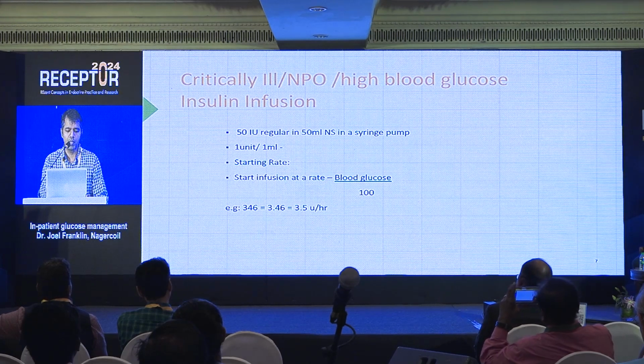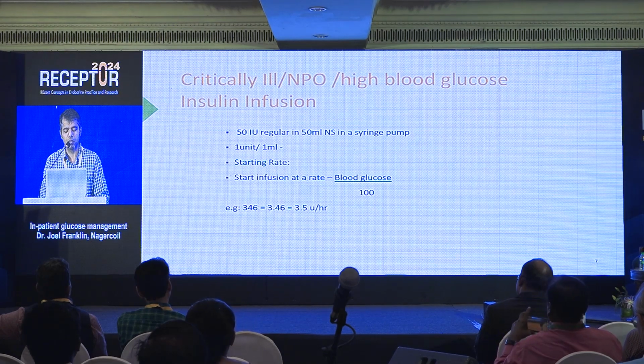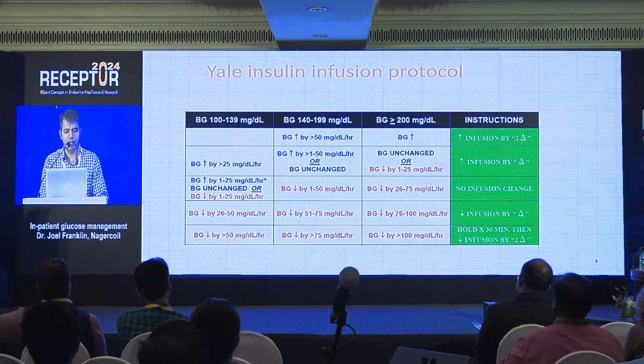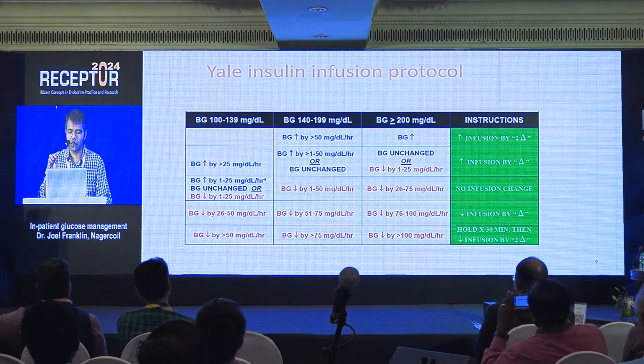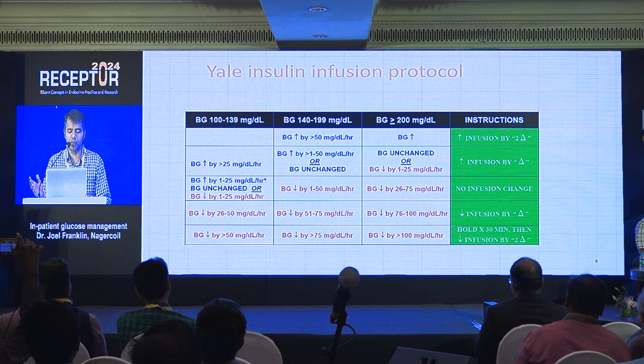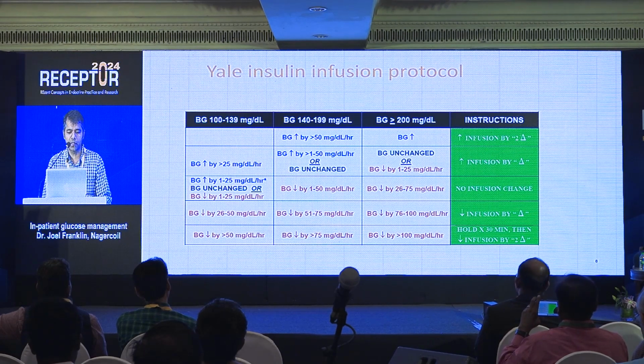So the starting rate, how should we start it? For example, if the glucose is 346, divided by 100, it will be 3.4 units per hour. Then you have to titrate it accordingly. Usually the teaching is that if the blood glucose goes from 300 to 400, you increase the insulin dose by twice, from 6 to 12 units per hour. It shouldn't be done like that.